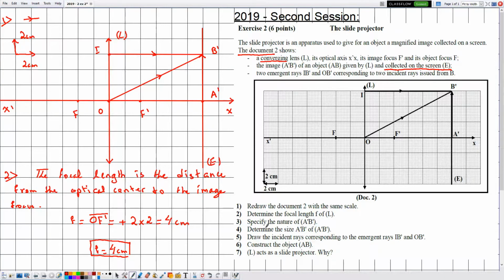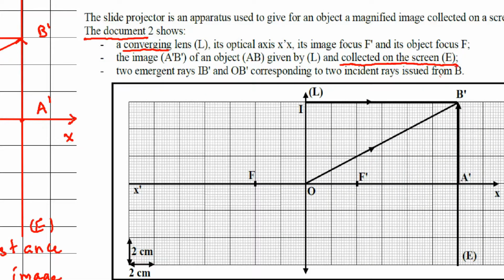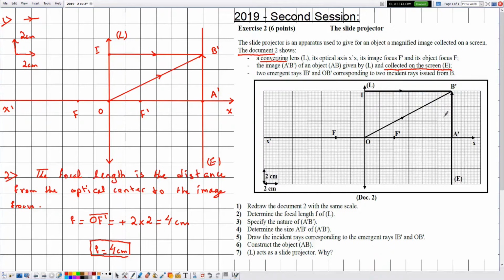So now in number 3 they are telling me to specify the nature of A prime B prime. Notice that here the image A prime B prime is collected on the screen E, and we know that whenever the image is collected on the screen, then the image is real, because only a real image can be collected on the screen. So let me make some space.